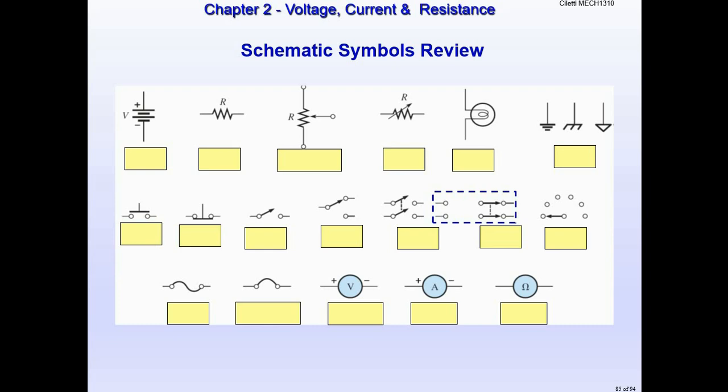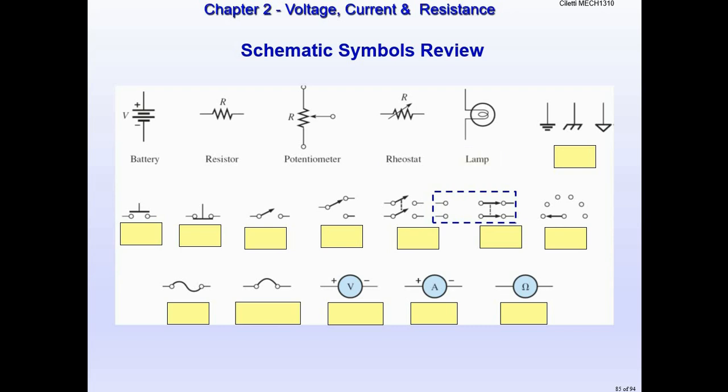Okay, so I'm going to go through these real quick. So we got a battery or a DC voltage is fine, a resistor. This is a specific type of variable resistor. This is a potentiometer, so that one I'm specific on. This one's a rheostat, a variable resistor. So those are the two symbols. This one's a lamp. We should know that these are ground. This one is a normally open push button. The next one's a normally closed push button.